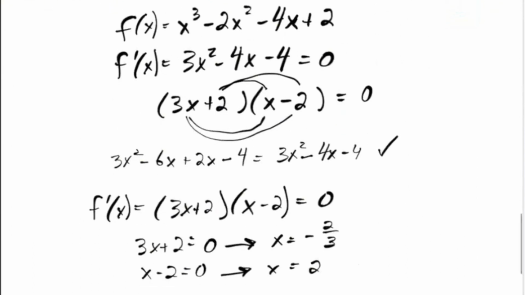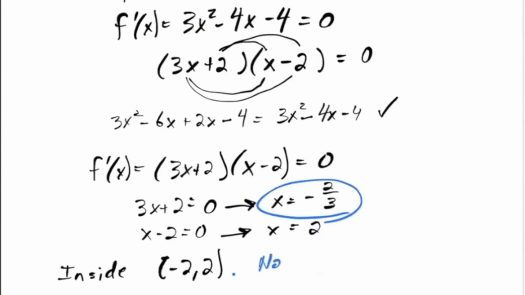So which one of these are within the interval? My interval is the interval from -2 to 2. Well, there's got to be at least one of these, and that one works. x equals -2/3 is, so notice that -2/3 is between there. So c equaling -2/3 works.